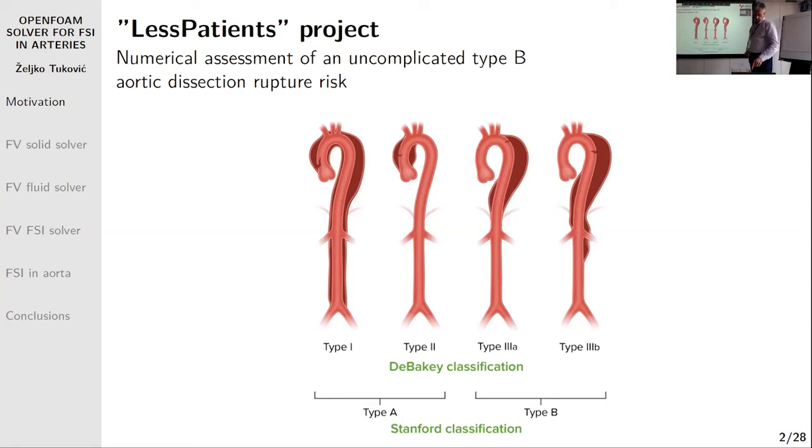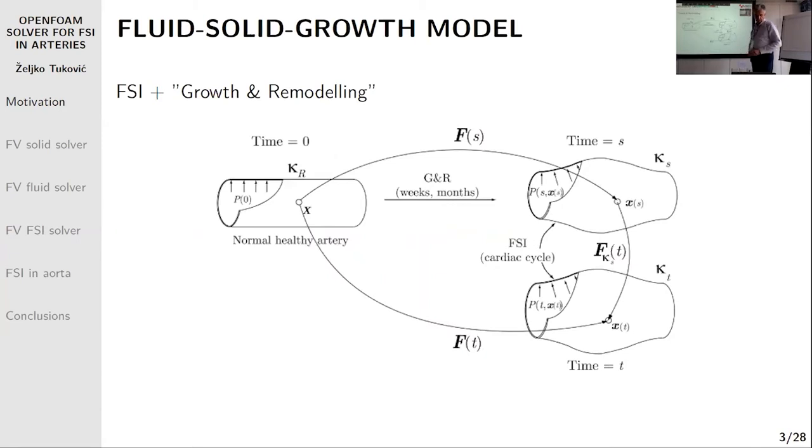In order to predict rupture numerically, our goal is to implement a so-called fluid-solid-growth model, which combines a fluid structure interaction model and growth and remodeling simulation. Fluid structure interaction simulation takes into account short-term processes such as the effect of hemodynamic forces on the artery wall, and the growth and remodeling model describes long-term adaptation of the soft tissue to injury.